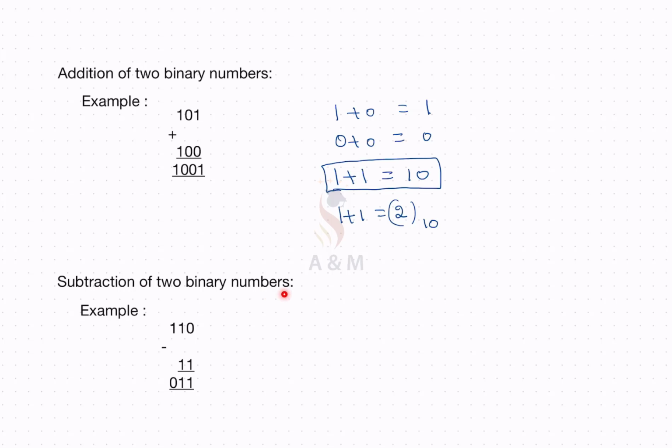Subtraction of two binary numbers. Example 110 minus 11. We get 011. Here 0 minus 1 is not possible. Therefore, we are borrowing 1 from the previous digit. That is 10 minus 1, we will get 1. Because in binary, 10 defines the decimal 2. 2 minus 1 is equal to 1.